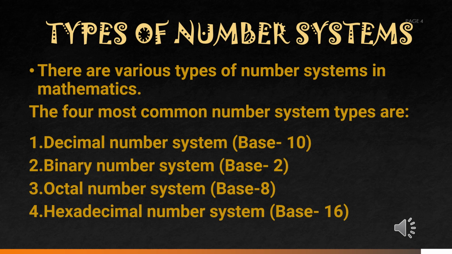The four most common number system types are: 1. Decimal number system, base 10. 2. Binary number system, base 2. 3. Octal number system, base 8. 4. Hexadecimal number system, base 16.